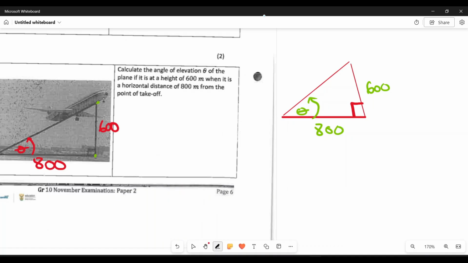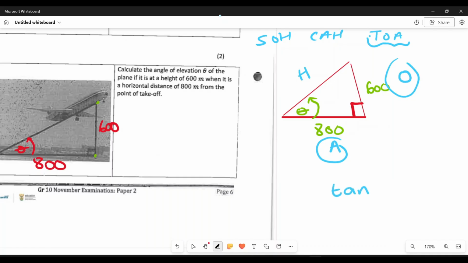Because this 600 is opposite to this angle, that is going to be my opposite side. And remember, the line opposite to your 90 degrees is going to be your hypotenuse. So as a result, this would be my adjacent. Now I have my opposite and I have my adjacent. Which trig identity can I use here? Remember your SOHCAHTOA. Tan is opposite over adjacent, so we're going to make use of tan.